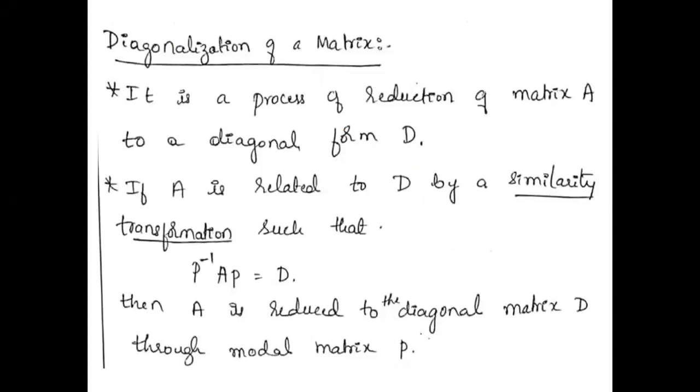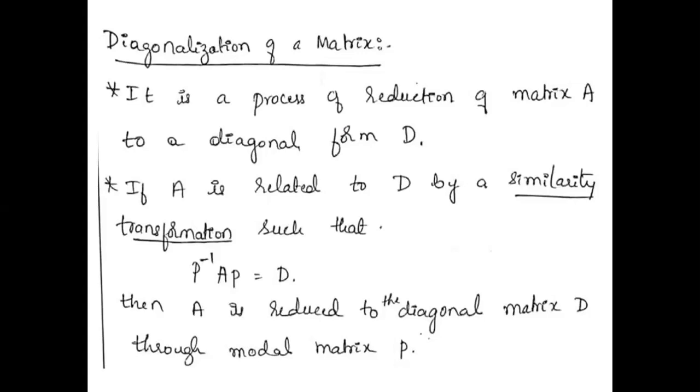So basically diagonalization implies that the matrix will have only the diagonal elements and the other elements will not be there. That means they'll be zero. So the process basically is to reduce the given matrix into its diagonal form. That means any matrix A which is given to us needs to be diagonalized into a matrix which will have only the diagonal elements. The rest of the elements must be zero.